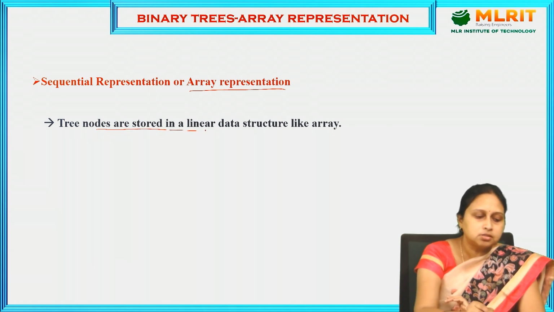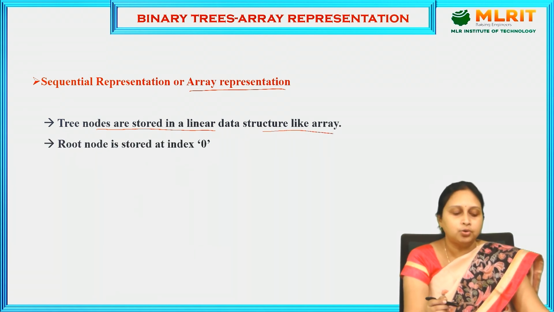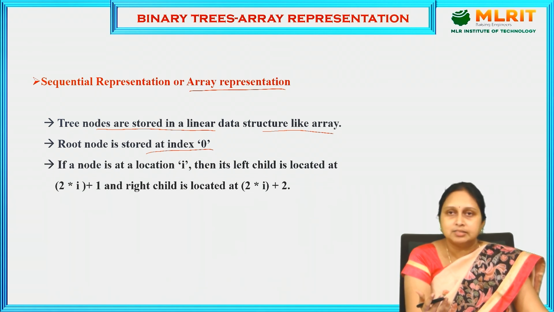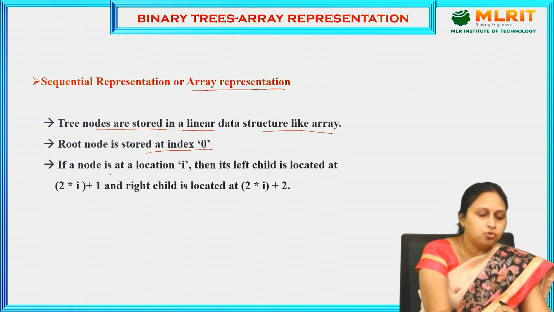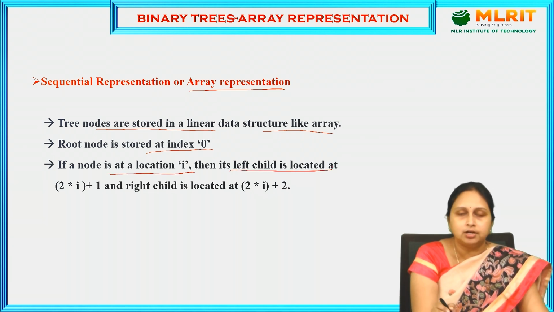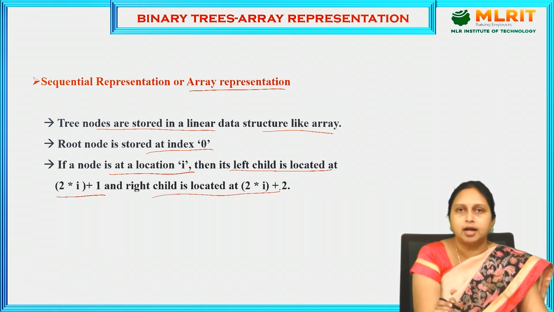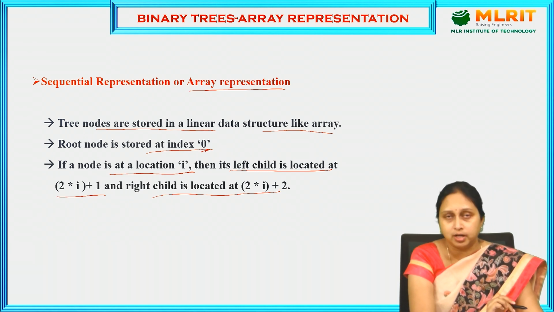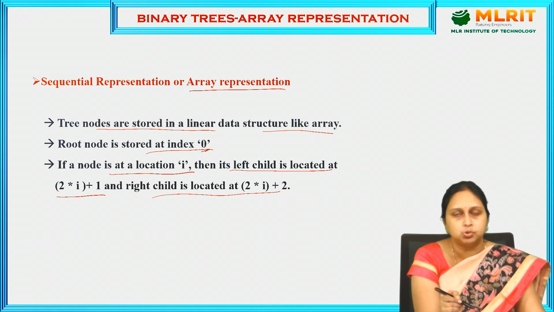Tree nodes are stored in a linear data structure like an array, and the root is stored at index 0. Where we are going to place the left and right children depends on the location I. If a node is at location I, then its left child is at 2 into I plus 1 and the right child is located at 2 into I plus 2, if the index representation is from 0 onwards, right? Please remember this. If I start the index from 1 onwards, this formula changes a little bit, that is 2 into I and 2 into I plus 1.